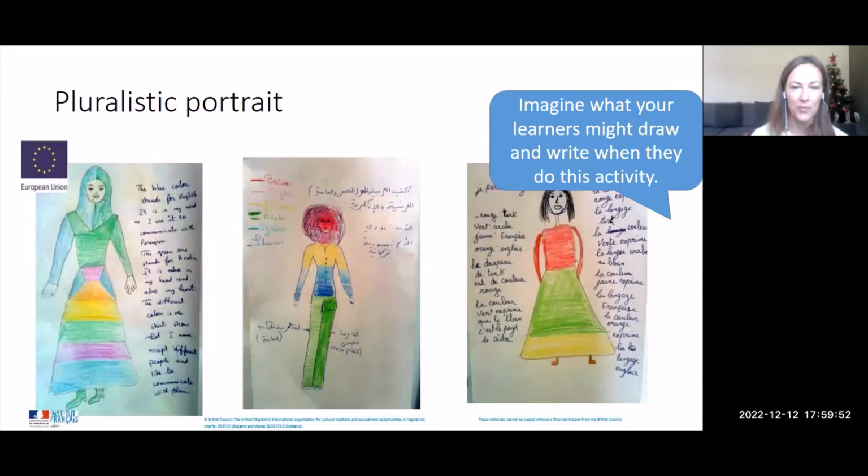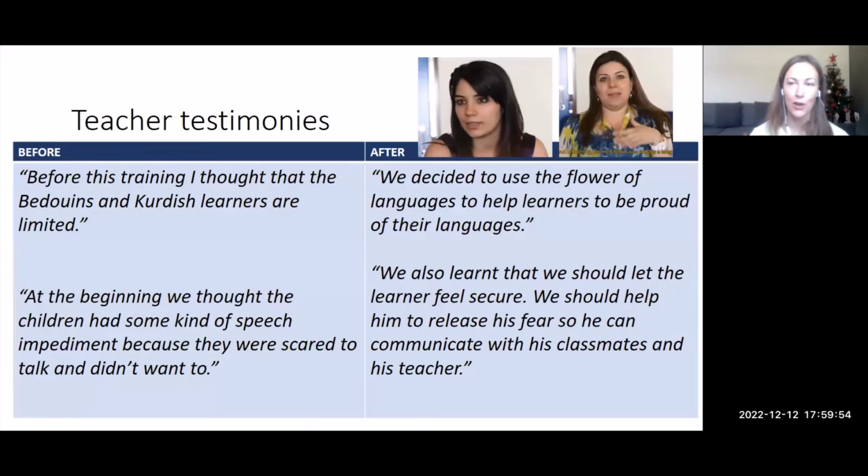So here are some words of teachers before and after the training that we did that included these and other activities from Awakening to Languages. So you can see the difference. Before the training, I thought the Bedouins and Kurdish learners were limited. They weren't sure about their ability to learn a foreign language. But after, we decided to use the Flower of Languages to help learners to be proud of their languages.